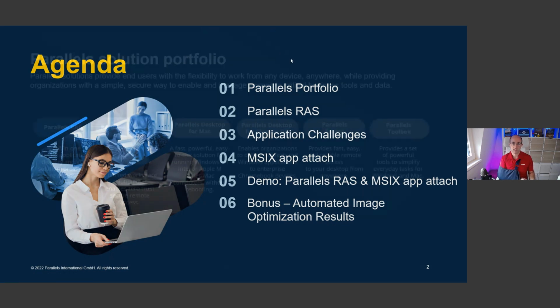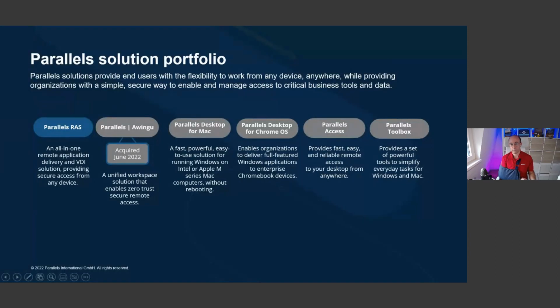So let's dive in and take a look at the solution portfolio by Parallels, real brief. So of course we have Parallels RAS, the topic of today. We'll talk about it in just a second. But you might have seen we also recently acquired Wingo as of June this year. And Wingo is a solution that provides a unified workspace that really focuses on the security part. So enabling the zero trust model to publish applications and desktops based on that technology, but also enterprise apps and SaaS applications and even files.